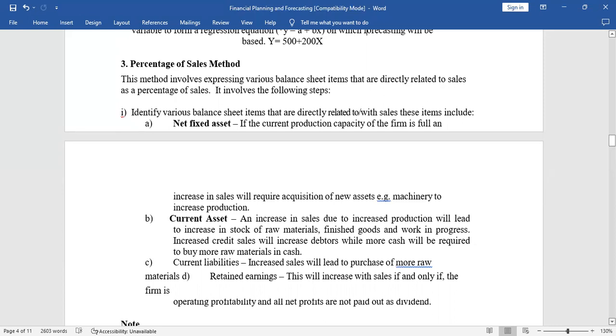But you can see things have changed a bit. So in the percentage of sales method here, we are saying that we are going to use sales as a percentage.